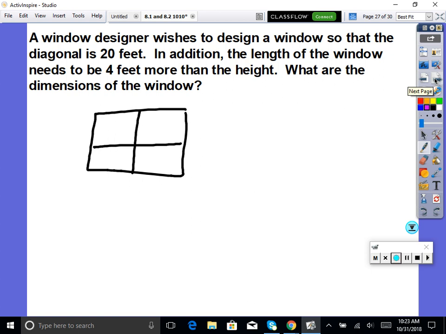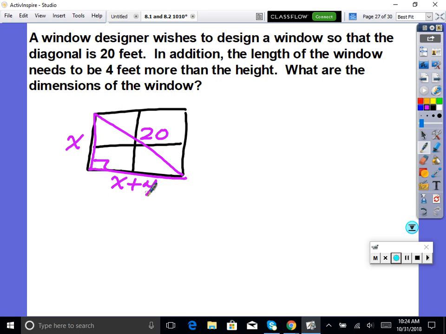So it says a window designer wishes to design a window so that the diagonal is 20 feet. So I drew a window and I'm drawing a diagonal of 20. What do you think that looks like? A right triangle. Good. So then from there it says, in addition, the length of the window needs to be 4 feet more than the height. So the height is x, so this is x plus 4. And then it says, what are the dimensions of the window?